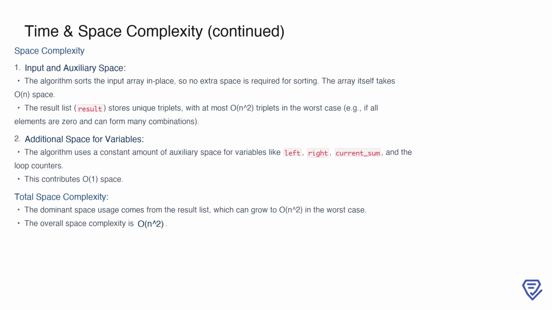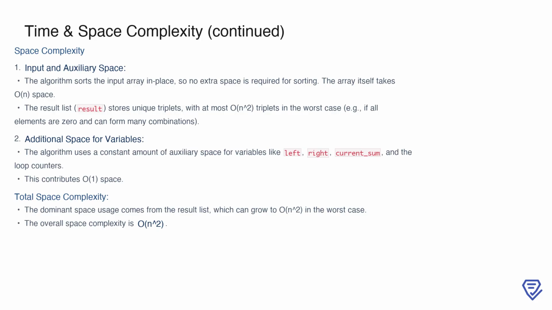Let's now focus on the space complexity of the solution. The algorithm sorts the input array in place, meaning no additional space is required for the sorting operation. The array itself takes O(n) space, where n is the size of the input. The result list, which stores the unique triplets, is the primary contributor to space usage. In the worst-case scenario, where all elements of the array are 0 and can form many combinations, the result list can grow to contain O(n²) triplets.